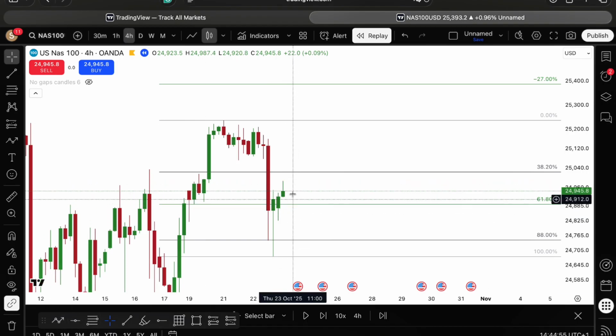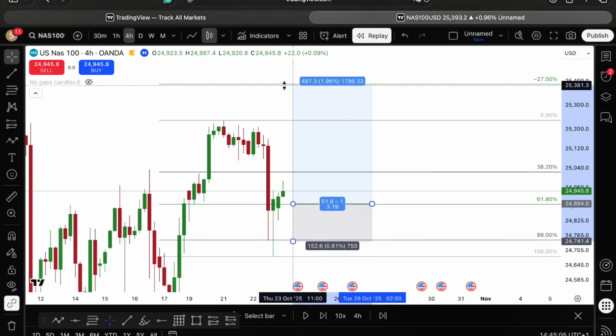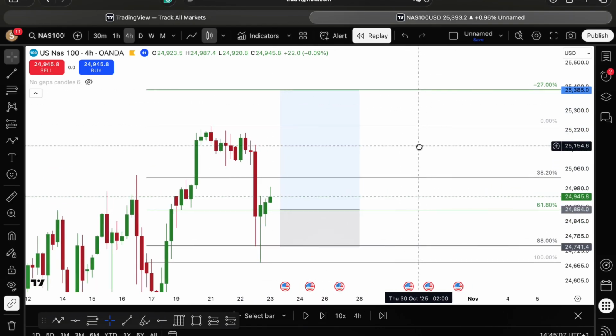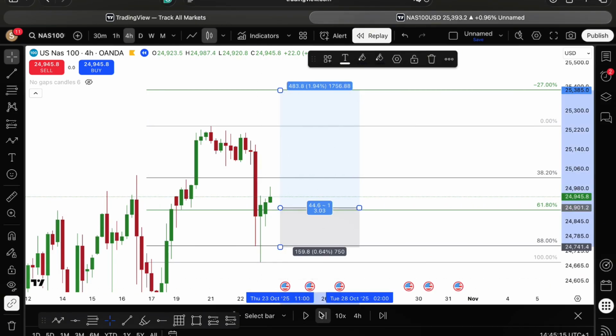You can see price is above the 61 level. So right now I can place my entry on the 61, stop loss on the 88 level, and take profit always goes on the negative 27 to create at least a 1 to 3 risk to reward. Right now I'm waiting until I get tapped into the trade.